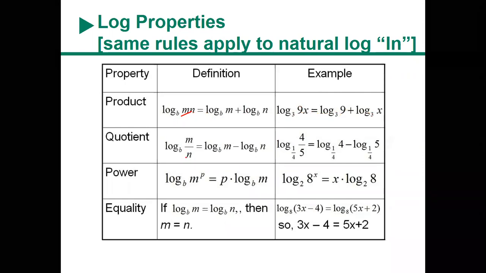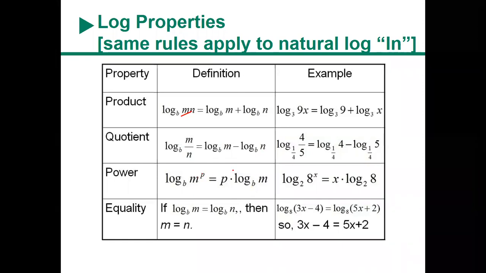Quotient, if I'm dividing two things with log, then that means I'm subtracting their logs separately. Power, the power again becomes the coefficient. And then equality. So for equality, if I have two logs with the same base, the variables have to be equal to each other. That means the expressions have to be equal to each other. And then you just solve for x.